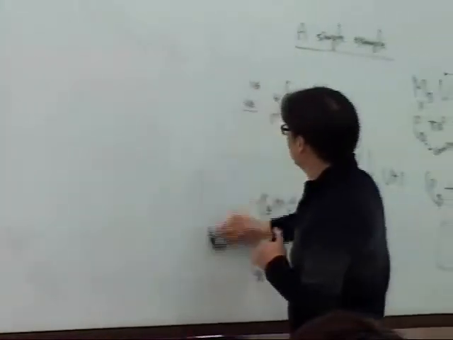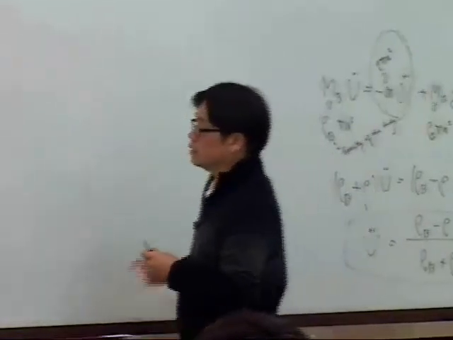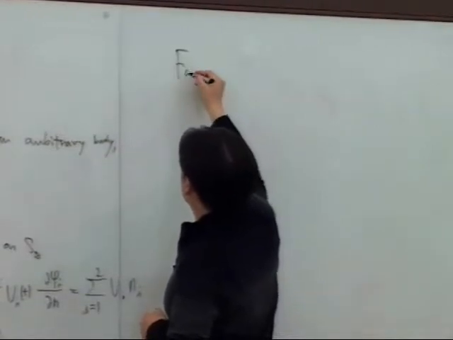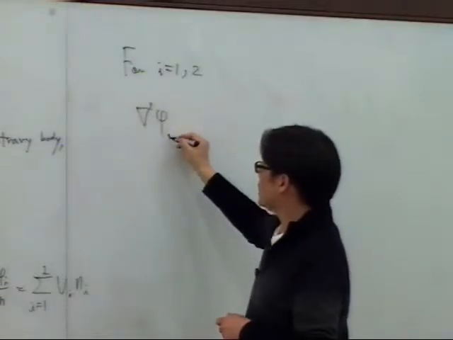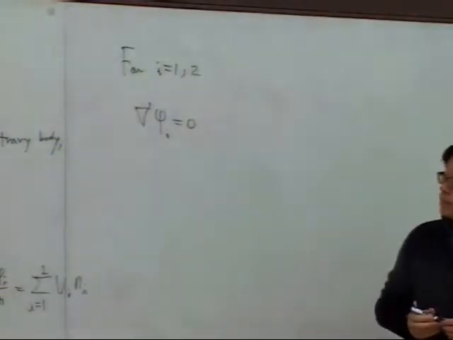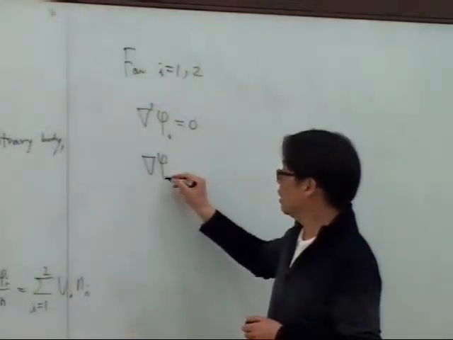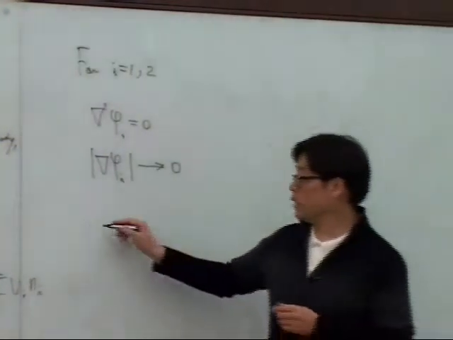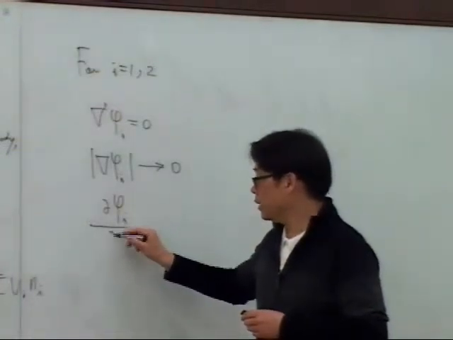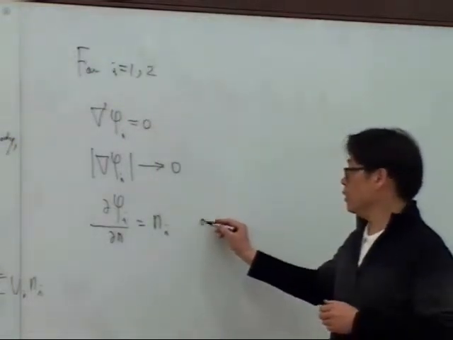So at the end, what I have is the following. For i equal to 1 and 2, the Laplacian of φ_i is equal to 0. Okay. And also, this guy goes to 0. And then dφ_i/dn is n_i on the body surface.